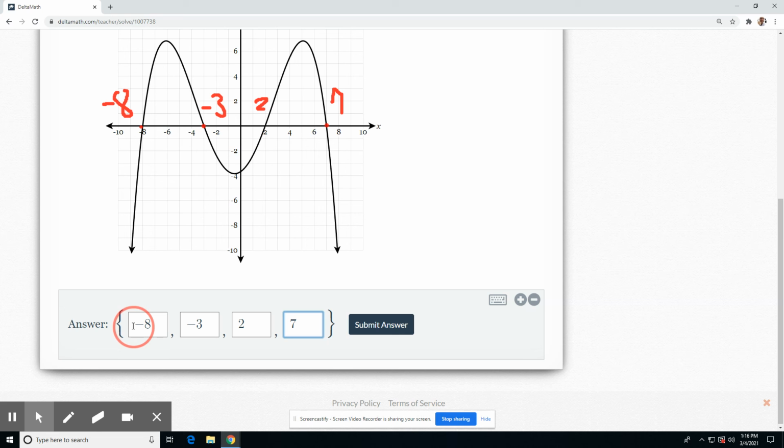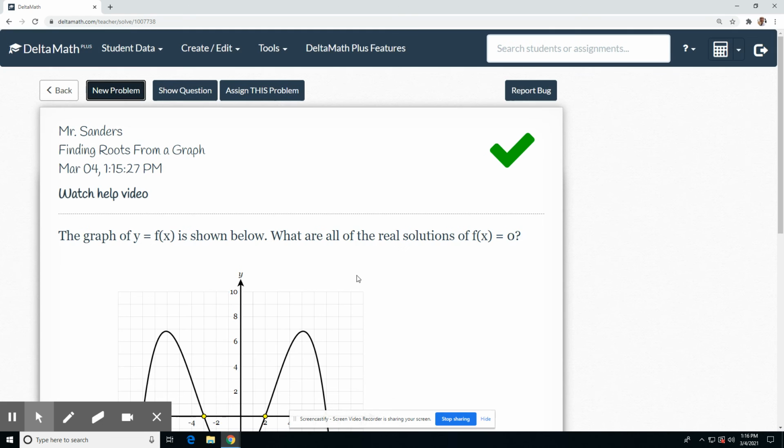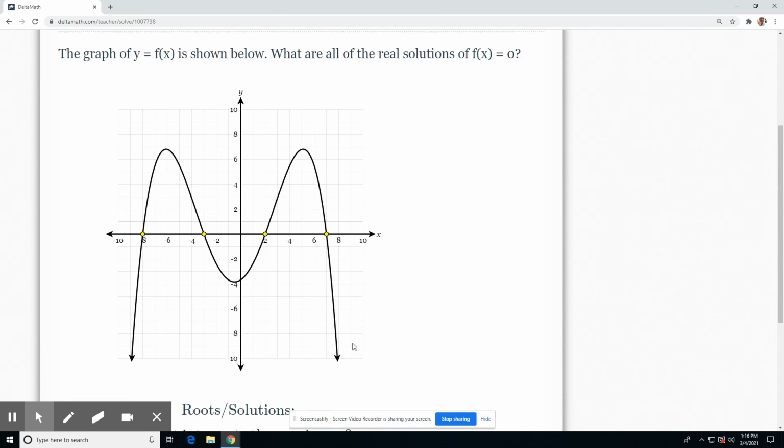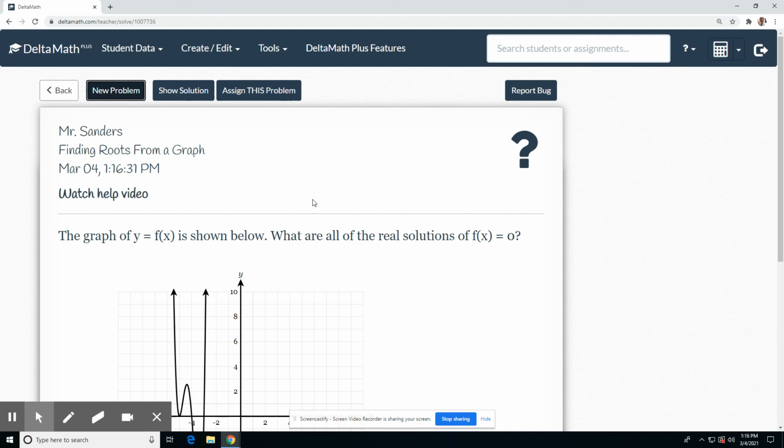And notice again, I wrote it in order from smallest to greatest. That's the proper way of doing it. Let's see if he got it right for Delta Math. No, he's mixing them all up. I'm not a fan of that technique. It should be in order, but let's see if the next one's any different. It's probably the same.